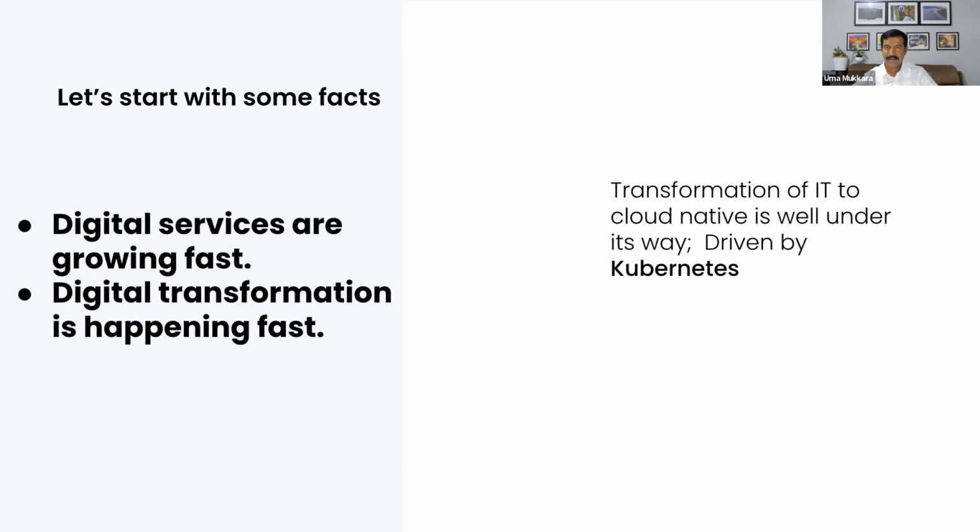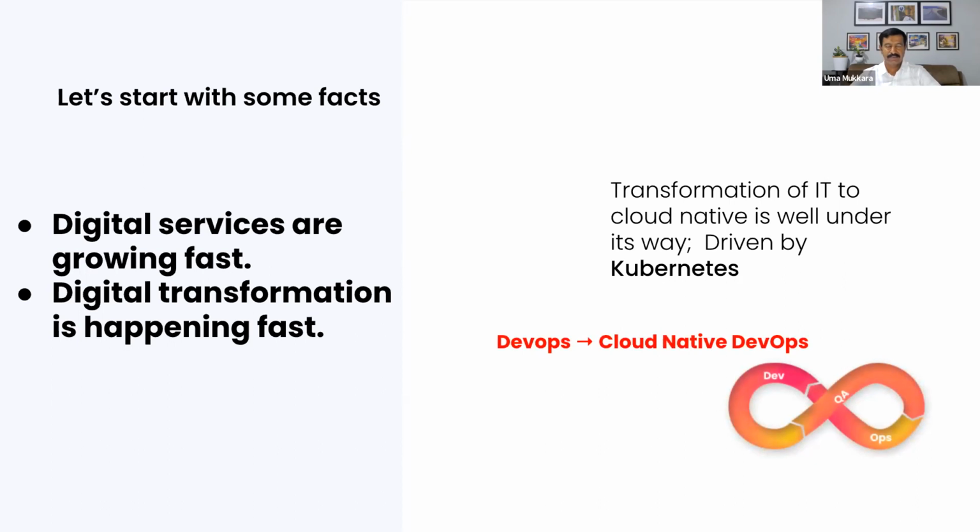So this is also helped by the transformation of IT into cloud native, right? Many people are moving their legacy systems to cloud native driven by Kubernetes, right? And this also adds to the digital transformation happening faster. So because of this change, another significant change is also happening in DevOps, right? DevOps itself was a transformation that happened in the last decade.